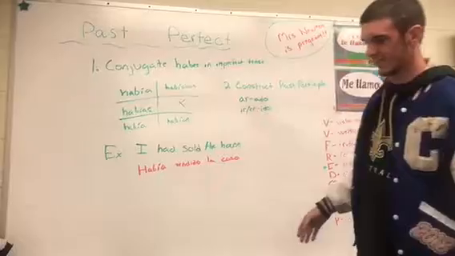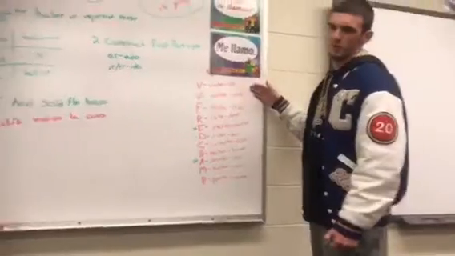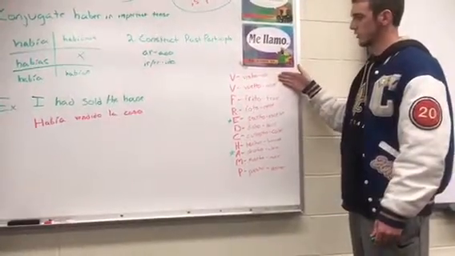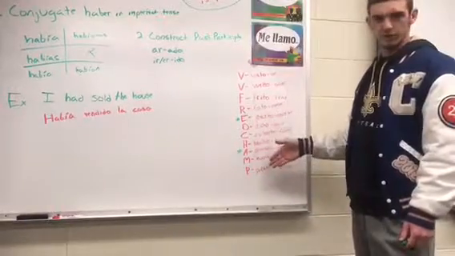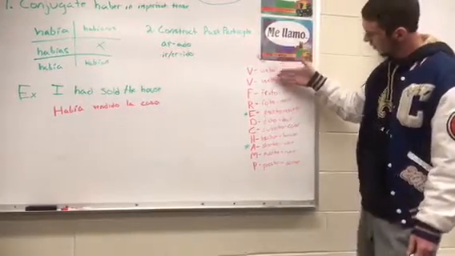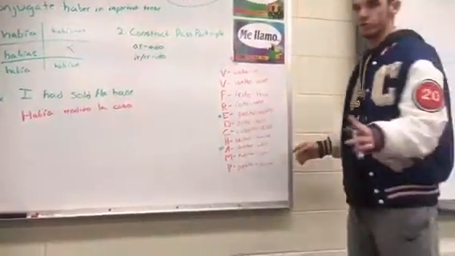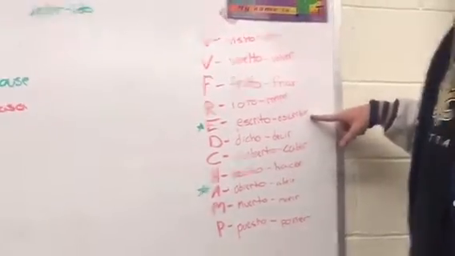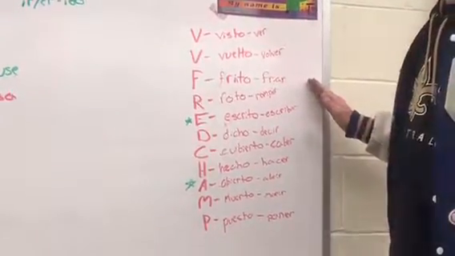Okay, now the irregulars in the present and past perfect. These are the irregular past participles. All of these start, all the letters V, V, F, R, E, D, C, H, A, and P stand for VV Fredchamp. And as you can see, all the words down here go with that. Now there's two that are normally regular verbs, which is abrir and escribir. Now don't get those confused, okay?